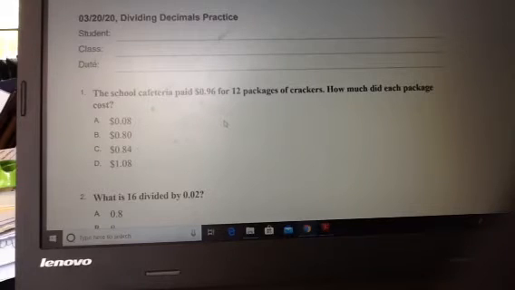So we are looking for a money answer, which tells me that we must be splitting up the money. Because if we split up the crackers, then we're going to be left with a number that pertains to crackers. So what we're going to do is say 96 cents, and we're going to divide that by 12, and that should give us how much each package of crackers cost.